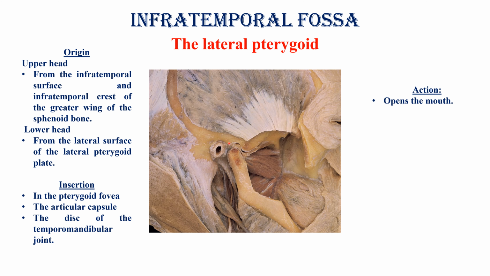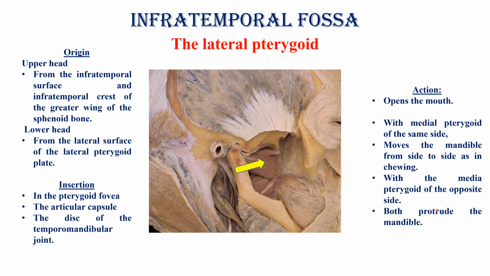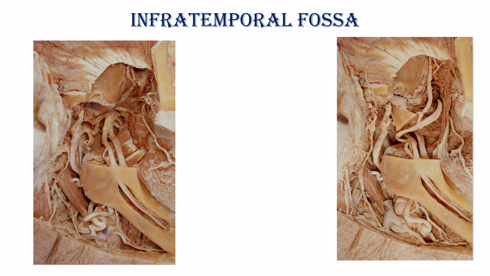The action of the lateral pterygoid is to open the mouth. It does not elevate the mandible. With the medial pterygoid of the other side, it moves the mandible from side to side in the shearing movement. With the medial pterygoid of the opposite side, both protrude the mandible. That is the lateral pterygoid muscle.